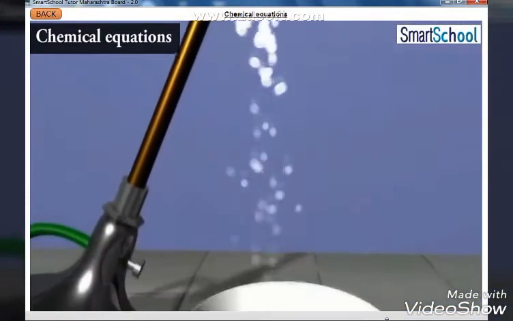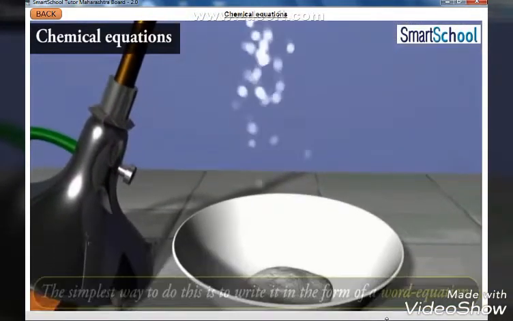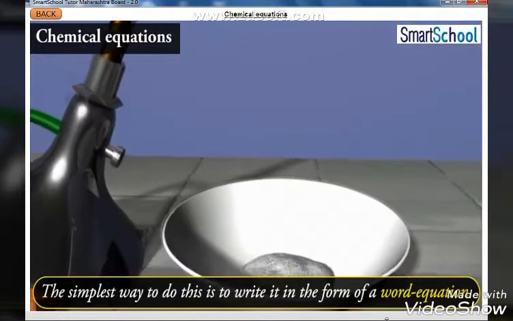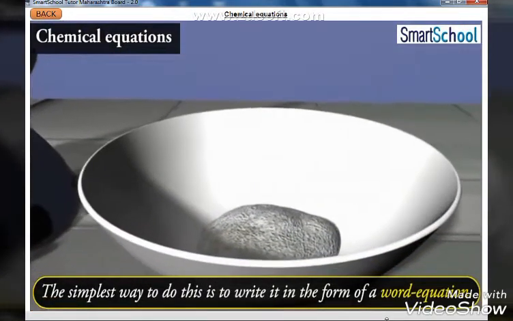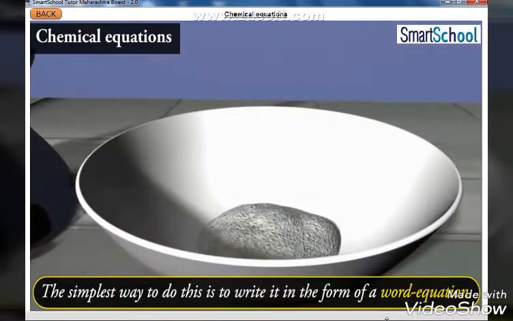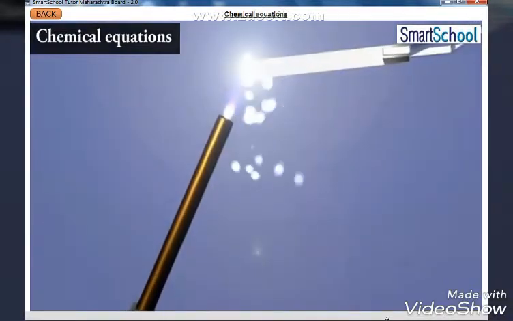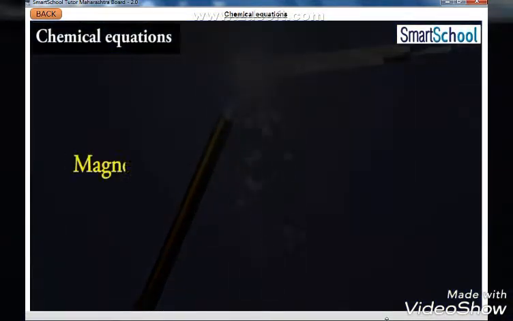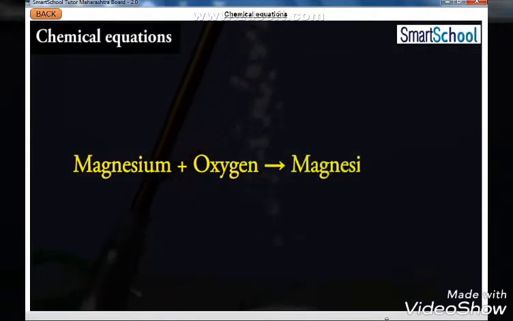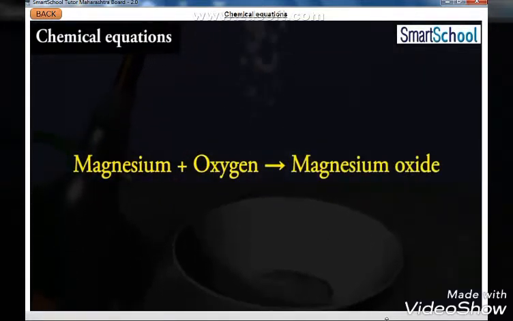It can be written in a shorter form. The simplest way to do this is to write in the form of a word equation. The word equation for the above reaction would be magnesium plus oxygen gives magnesium oxide.